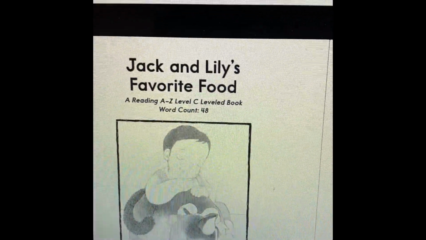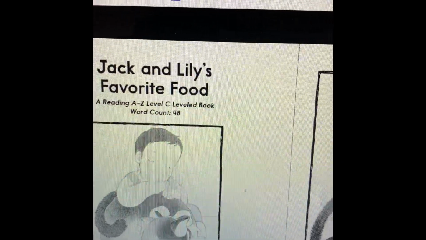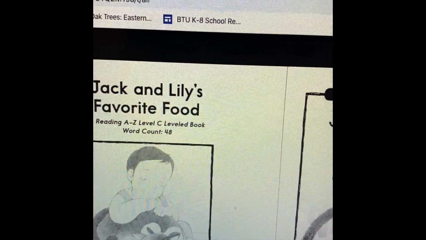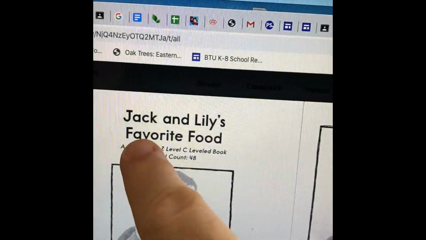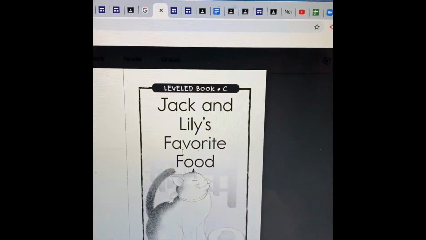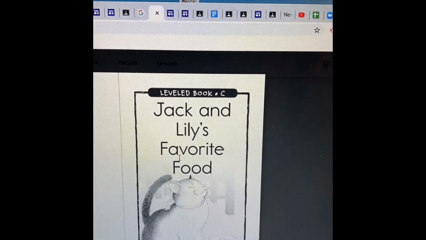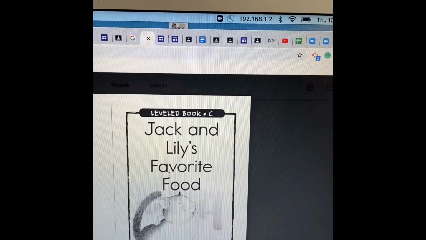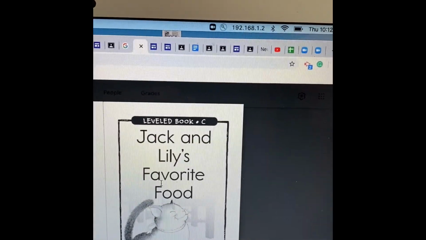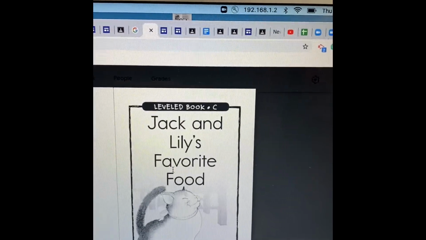And how about Lily? Can you find her name? Lily. There it is. Lily's favorite food. Jack and Lily's favorite food. Well, I tell you what, Lily's actually a pretty picky eater, and she doesn't like to eat a lot of the same things that Jack likes to eat. We're going to find out a lot about what Jack likes to eat, and maybe near the end we'll find out what Lily likes, but she's pretty picky.